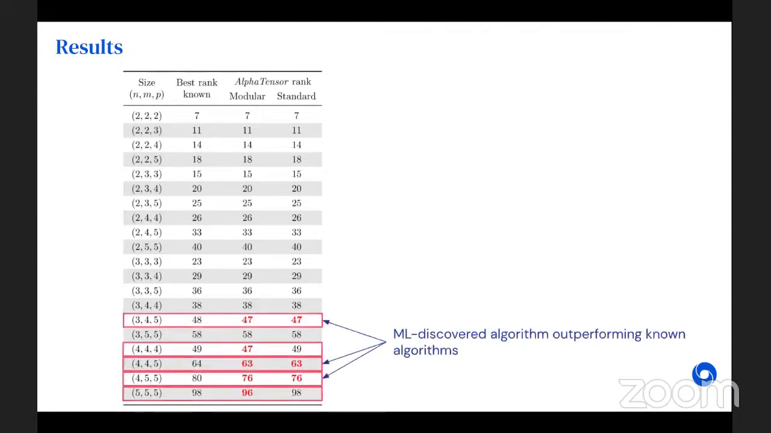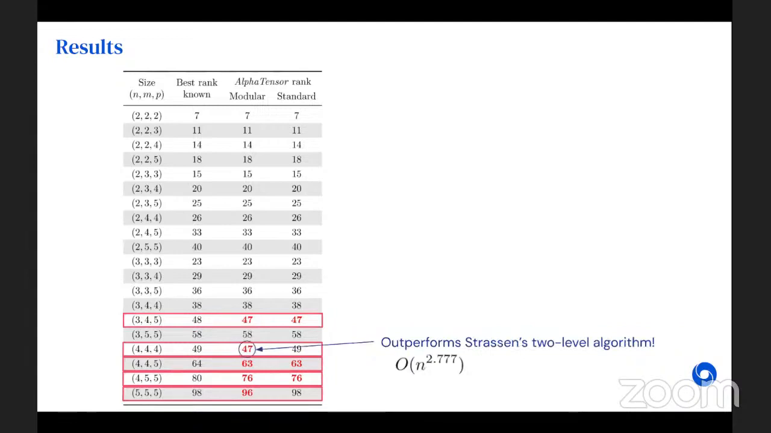So these are cases where the machine learning discovered algorithms outperform the known algorithms. This one was particularly interesting to us because this was the first time one improves over Strassen's algorithm in any field. Here we improve it in finite fields of characteristic two.